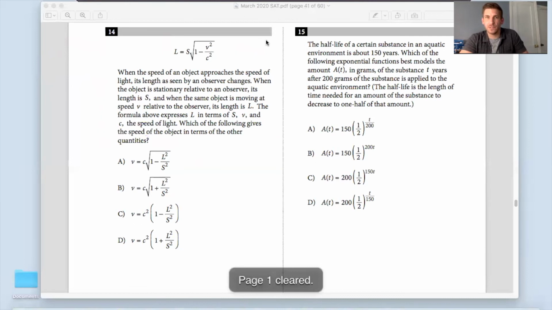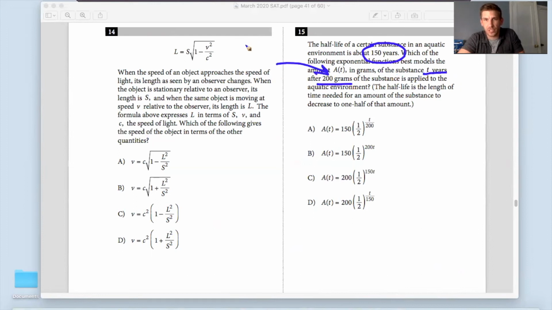So for 15, it says here, the half-life of a certain substance in an aquatic environment is about 150 years. That is referring to my half-life. Which of the following functions best models the amount A of T in grams of substance T years after 200 grams? So 200 is my initial, which means it's going to be multiplied by something. And it says, which of the following functions best models the amount in grams and the half-life.